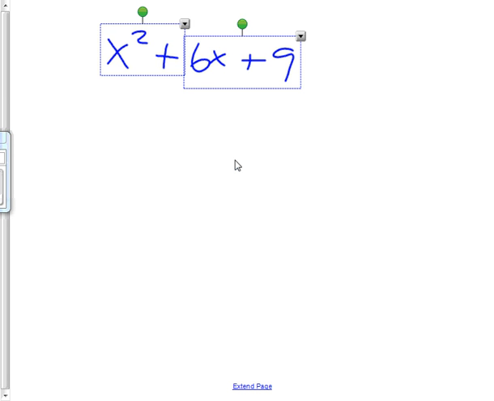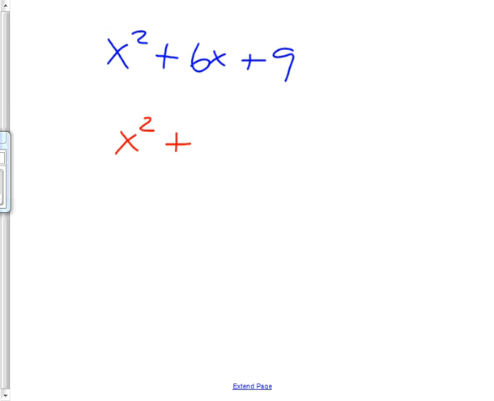Okay, hold on, let me get you another one here. Let's go with x squared plus 10x plus 25. That'll factor perfectly. You know what it's going to be? X plus 5, x plus 5.